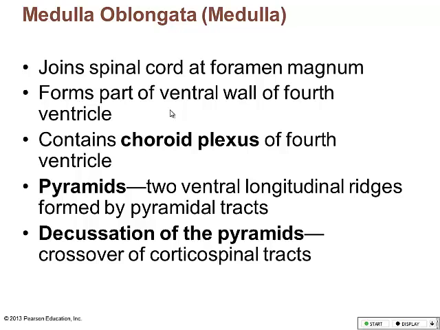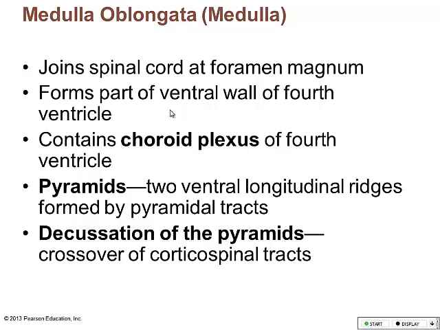My favorite word in science, medulla oblongata. It joins the spinal cord at the foramen magnum. What is that? That's a big hole in the base of your skull. What goes in there? The spinal cord. Very good. It forms part of the ventricle wall of the fourth ventricle that feeds down.